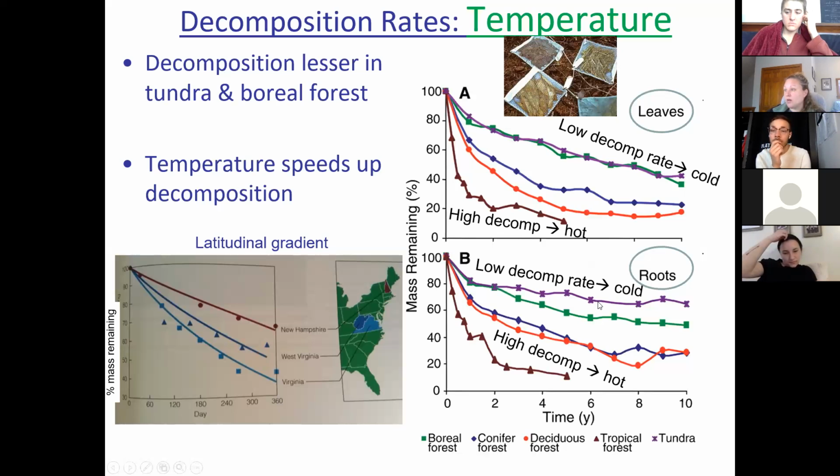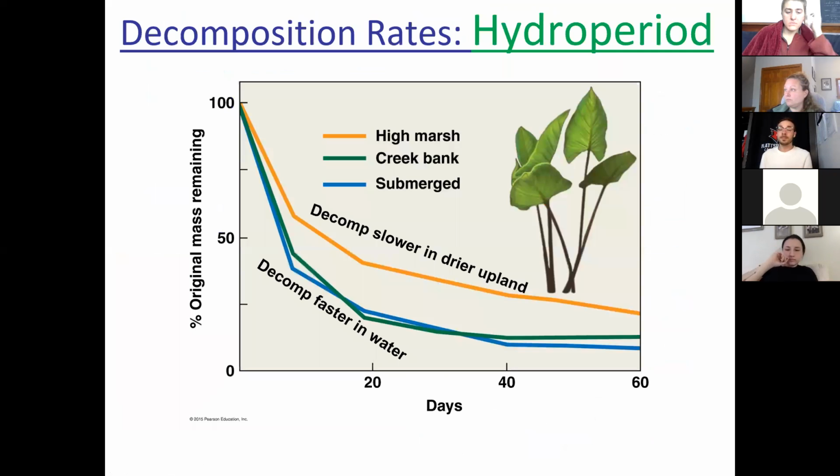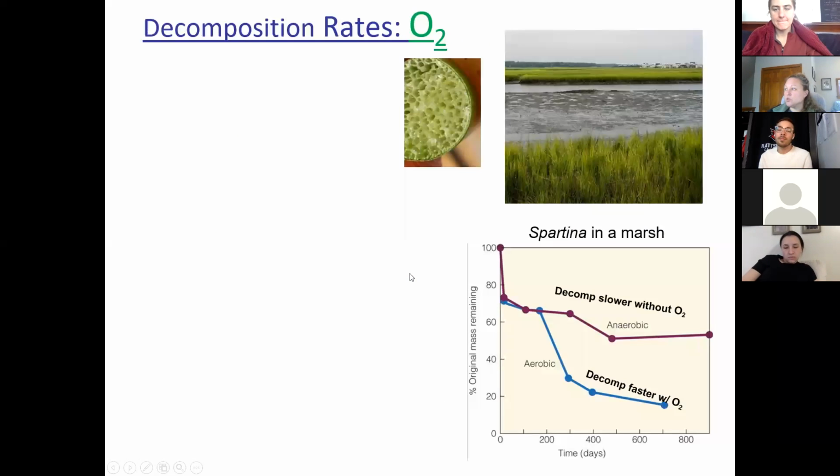Anywhere where it's hotter, you tend to have higher rates of decomposition, less mass remaining. Now look at water, percent of the mass remaining over time: slower to decompose on the dry land, faster to decompose in the water, okay? Have you guys stepped in a pond that's got a muddy, mucky bottom? You can imagine that there's a lot more microbes down there and fungus that could break that stuff down, and the conditions would be ripe for that.